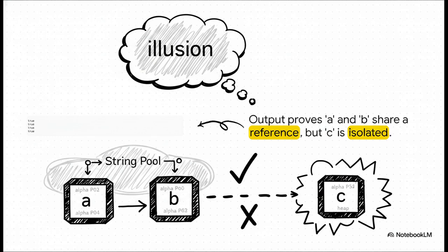All three variables hold the exact same text. But if you use double equals to compare A and B, it says true, because the string pool pointed them to the exact same memory location. But compare A to C with double equals? False. C is totally isolated in a different part of the heap because we forced it to be.